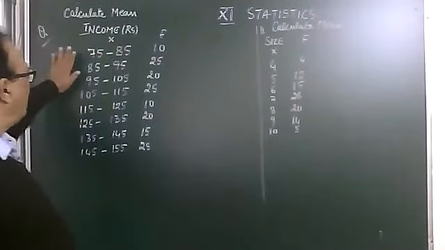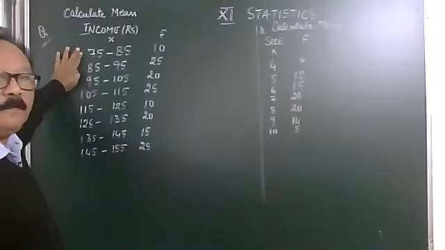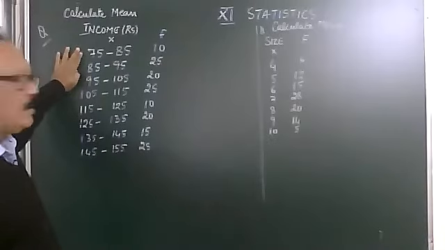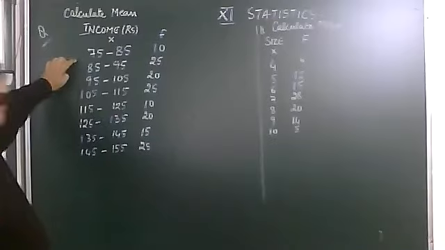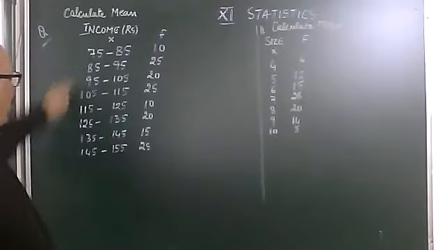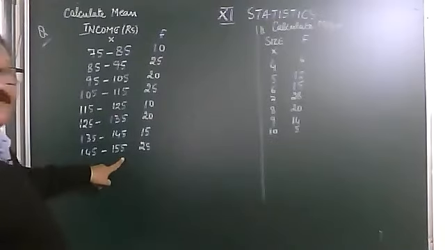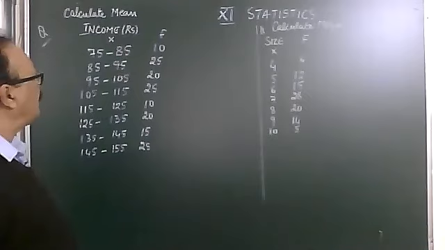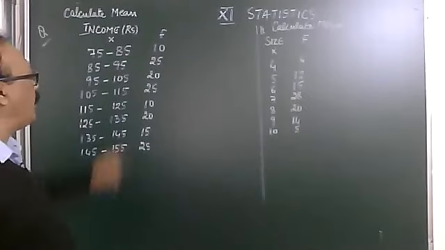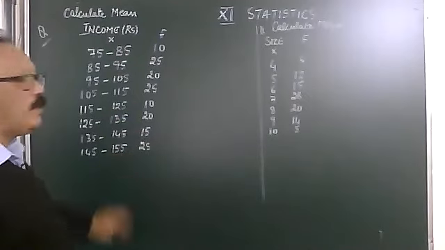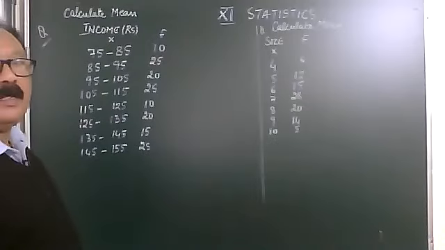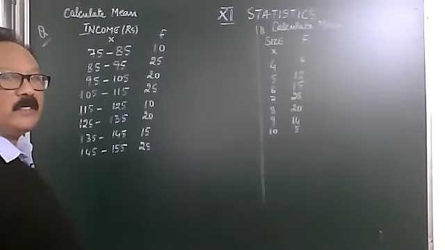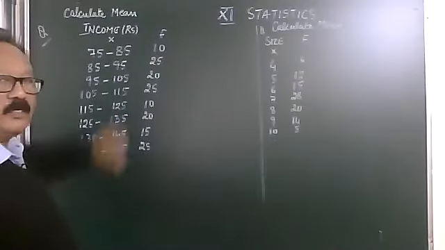This is the continuous series calculation for mean. Kindly copy down. The income is given in rupees 75 to 85, 85 to 95, and it goes up to 155. Frequency is given as 10, 25, 20, 25, 10, 20, 15, and 25. First and foremost, we have identified that it is a continuous series. Why is it a continuous series? Because of the class intervals.